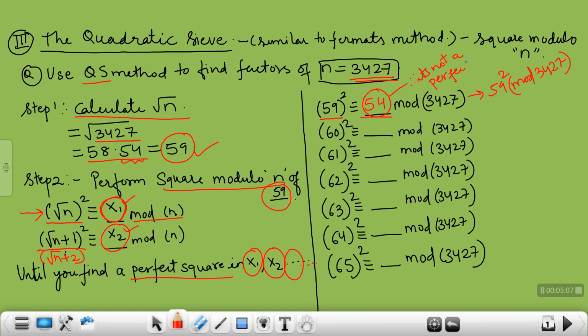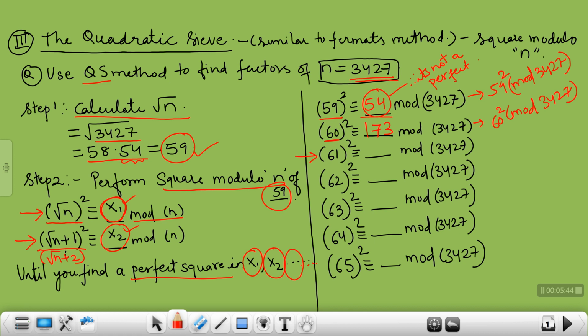So when it is not a perfect square, I go to step number 2, that is, square root of n plus 1, the whole squared. The square root of n is 59, and 59 plus 1 is 60. So 60 squared is congruent to some number x2 mod 3427, which means 60 squared mod 3427 gives x2. When we solve this, we get 173. 173 is also not a perfect square. 173 is a prime number, so it is not a perfect square.